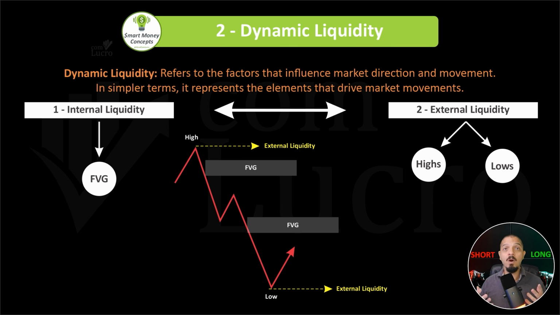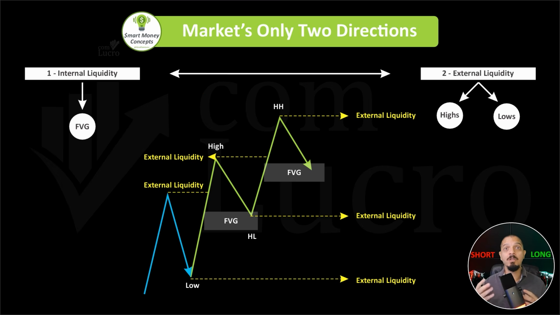Price in the market always moves between internal and external liquidity. Think of it as a continuous cycle where price moves either from internal to external liquidity or from external to internal liquidity. Looking at this schematic figure, it shows a rally wave moving upward, sweeping the external liquidity gathered above the previous high. After this, the price shifts toward internal liquidity, indicated by this fair value gap, to fill the gaps left behind from internal liquidity.